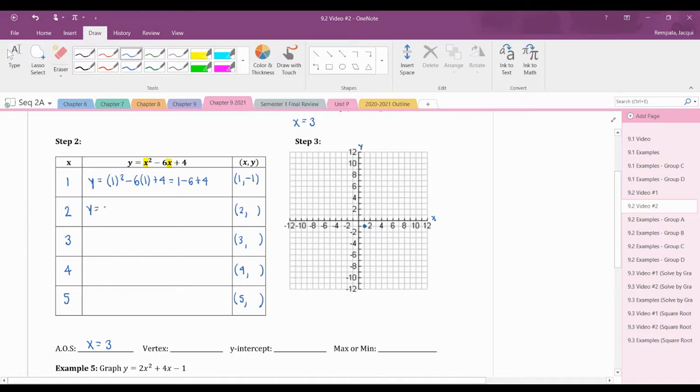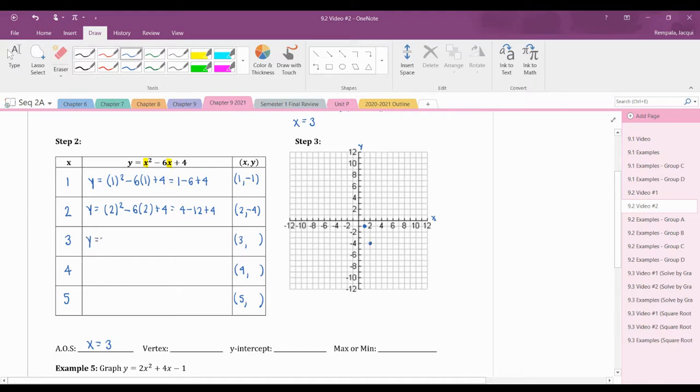Then I'm going to substitute 2 in. So we'll have 2 being squared minus 6 times 2 plus 4. Once again, you can plug it into your calculator. 2 squared is 4. -6 times 2 is -12 plus 4. So let's see, what's that going to give me? It looks like 4 minus 12 would be -8 plus 4 would be -4. So 2, -4 is my next ordered pair. So 2 to the right and 4 down, plot my point.